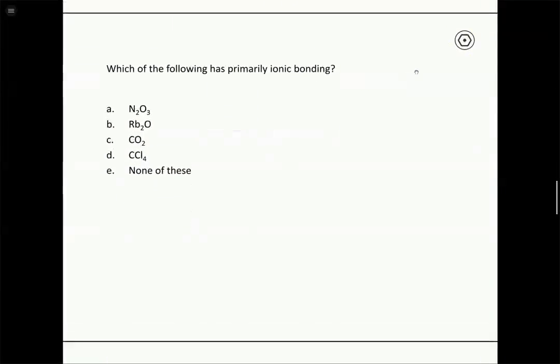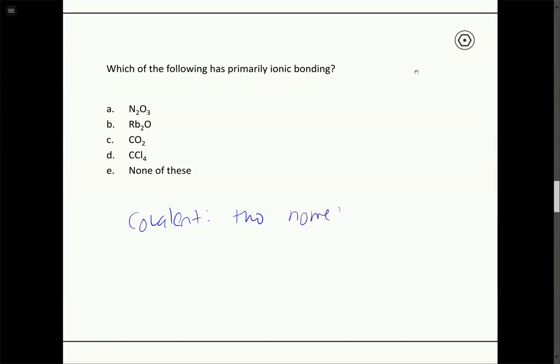Alright, and then this problem here is very similar, and we had some trouble with this one, even though I think it's a very straightforward question. So it's, which of the following has primarily ionic bonding? And remember that the big difference here is that a covalent bond is going to be two nonmetals, and then an ionic bond is going to be a metal with a nonmetal.